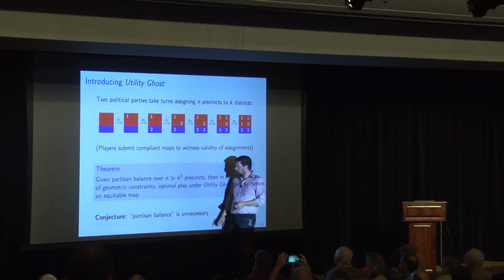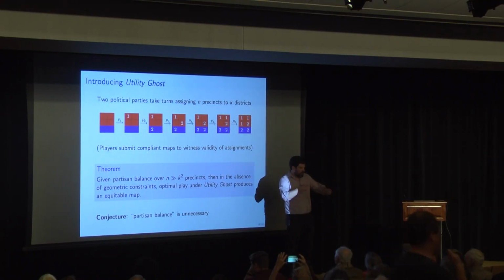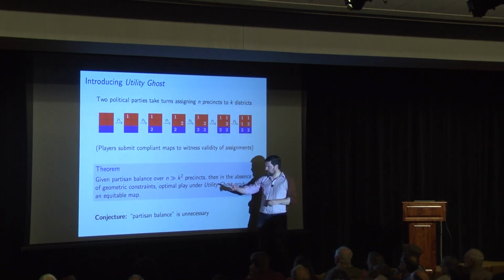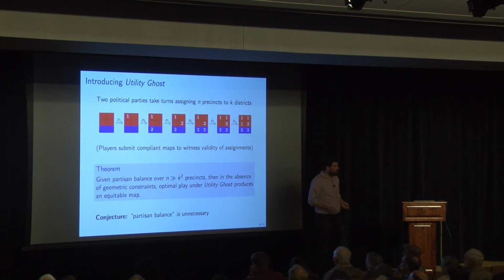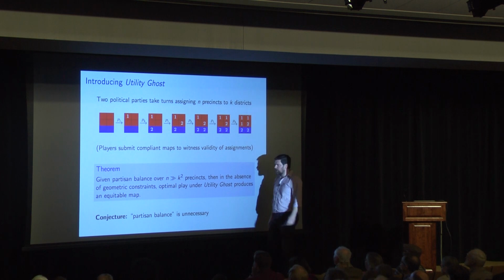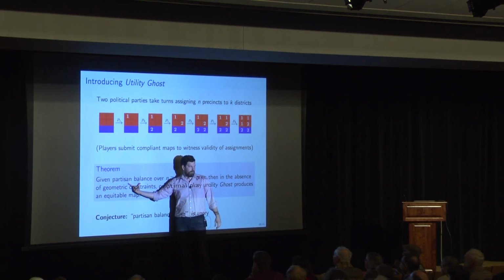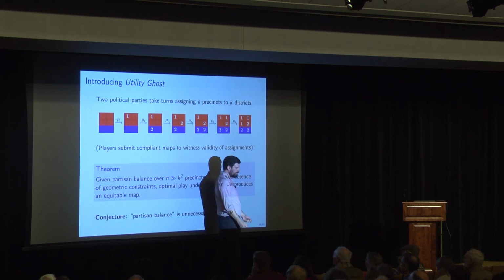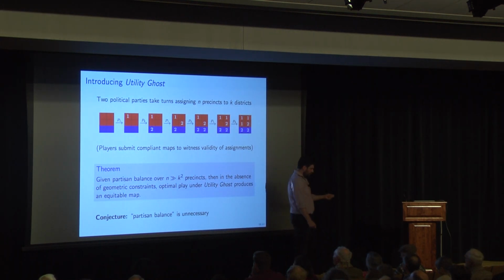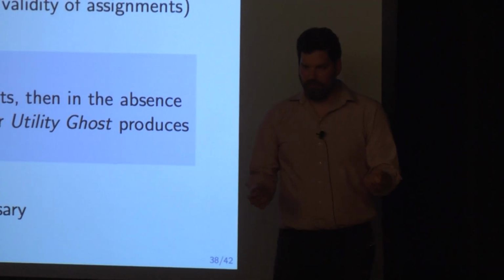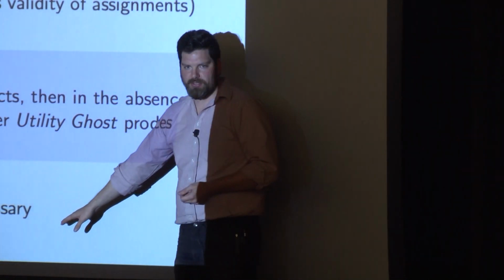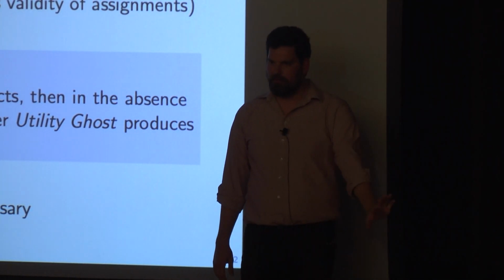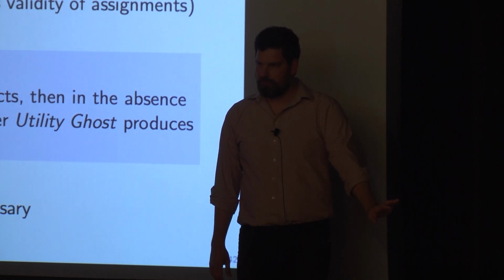And we have a theorem that says if you have enough precincts to go around so you can make enough moves, there's no geometric constraints here. Optimal play is going to produce an equitable map. Okay? We require an extra hypothesis that we have partisan balance. So we start off having the same number of red precincts as blue precincts. Okay? We don't think this is necessary. We observe in practice that we get beautiful S-curves even without that assumption. Okay?